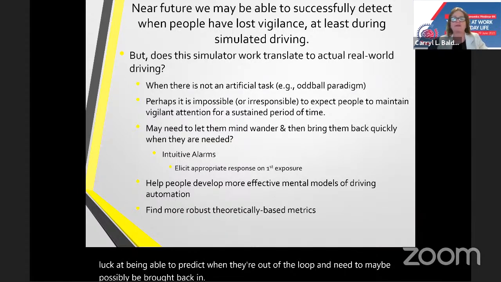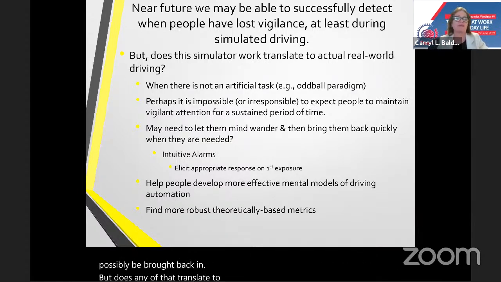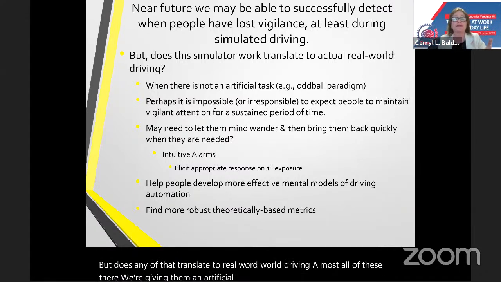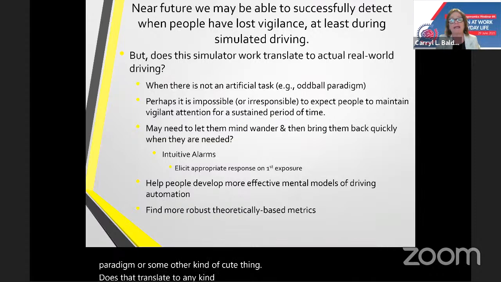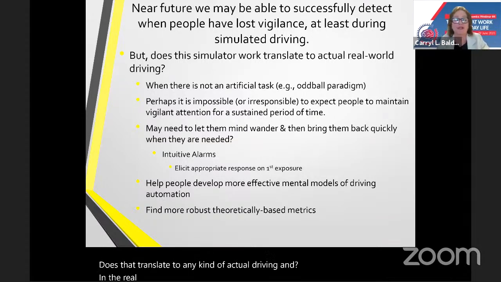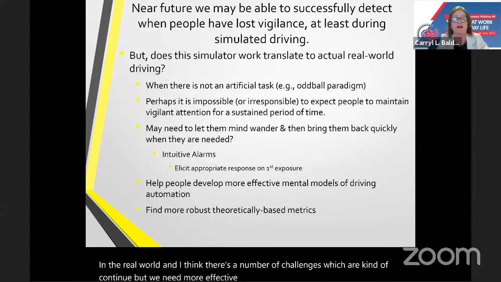But does any of that translate to real world driving? Almost all of these, we're giving them an artificial task to do. They're having this oddball paradigm or some other kind of cue thing. Does that translate to actual driving in the real world? I think there are a number of challenges, which I'll continue with, but we need more effective mental models of driving automation, and we need more robust theoretically based metrics.